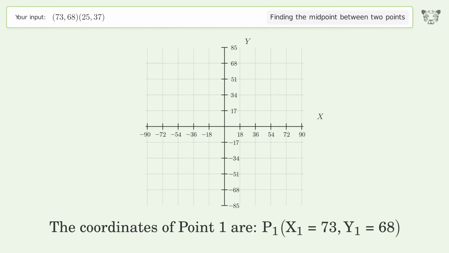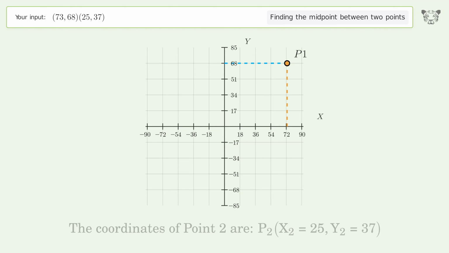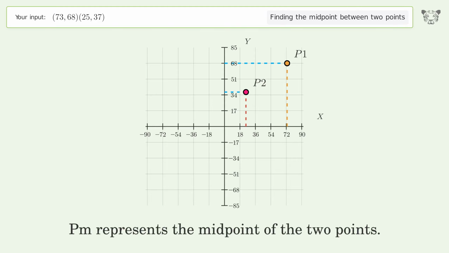The coordinates of point 1 are, x1 equals 73, y1 equals 68. The coordinates of point 2 are, x2 equals 25, y2 equals 37. PM represents the midpoint of the 2 points.